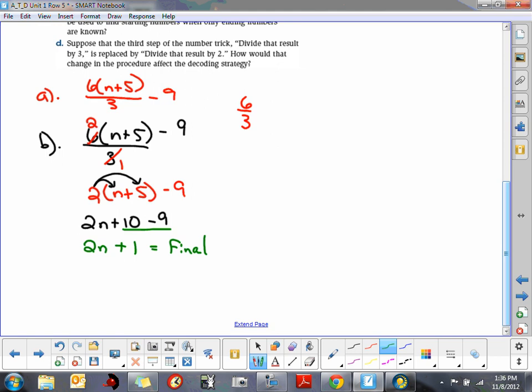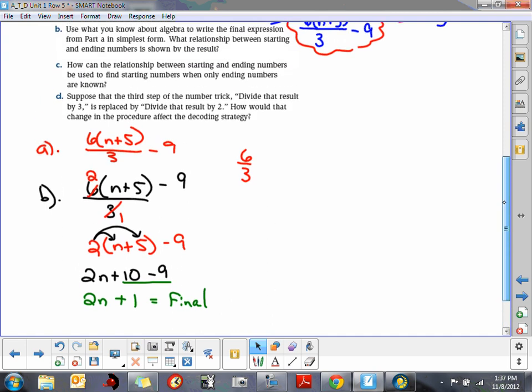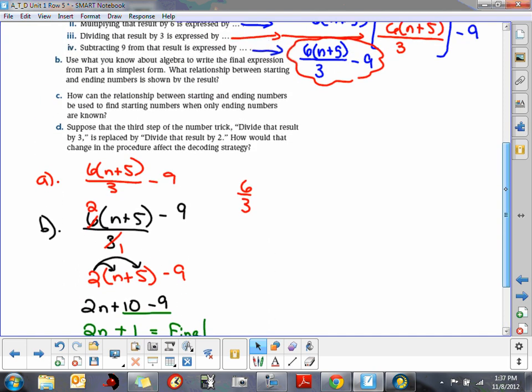And you get the deal? After doing all this stuff that seems so complicated, right? In the end, all we did is we doubled it and added 1 to get our final number. That's what you reported to me. Now, let me come back and see this first. What relationship between the starting number?